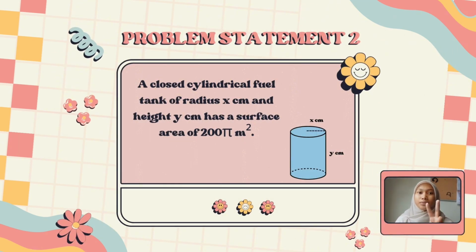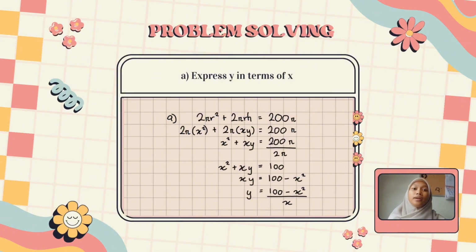Problem statement 2. A closed cylinder full tank of radius x cm and height y cm has a surface area of 200 pi meter square. Problem solving for question A, which is express y in terms of x.